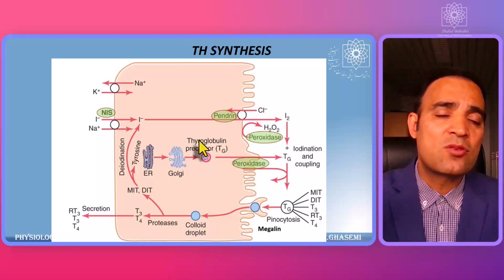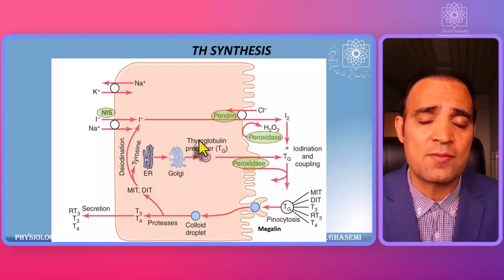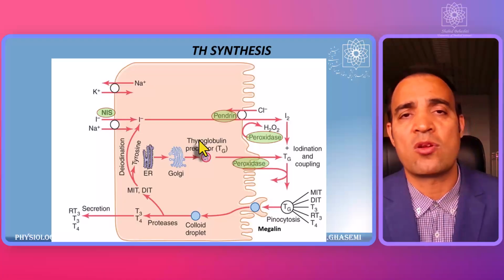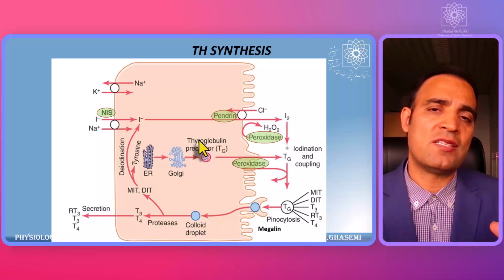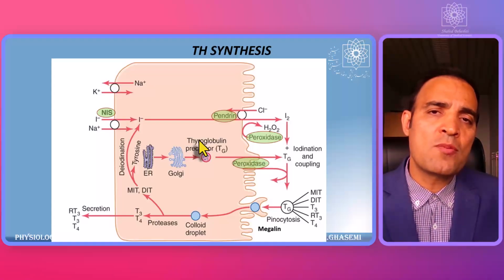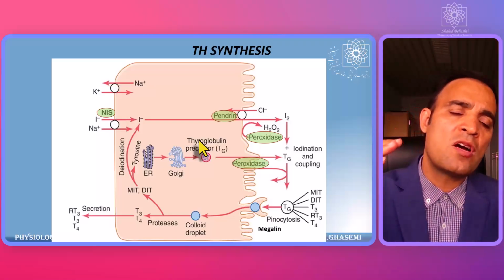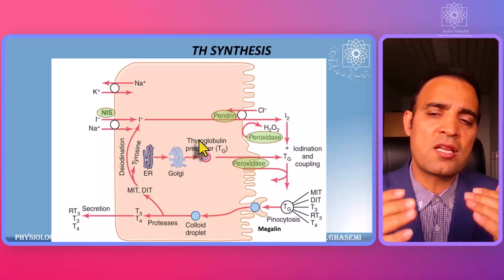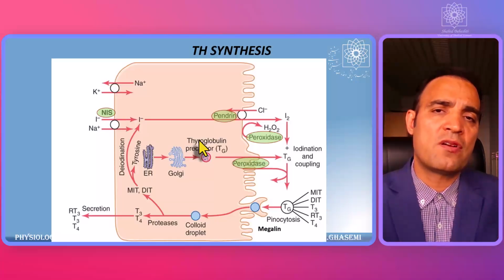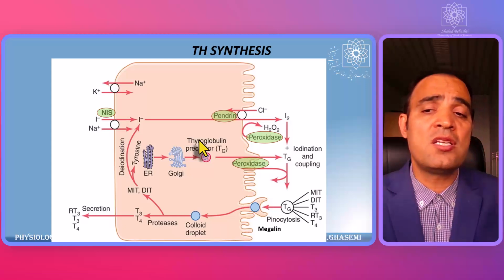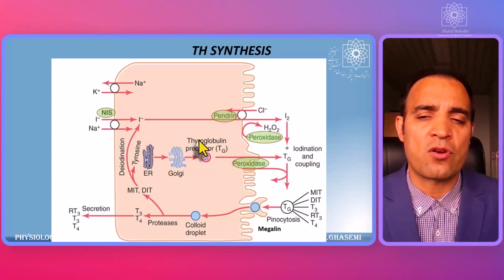If two positions of the tyrosine are iodinated by the peroxidase enzyme, then we have diiodotyrosine. And now the production of hormones is very easy. If one monoiodotyrosine is added to one diiodotyrosine, then T3 will form. If two pieces of diiodotyrosine are added together, then T4 will form.